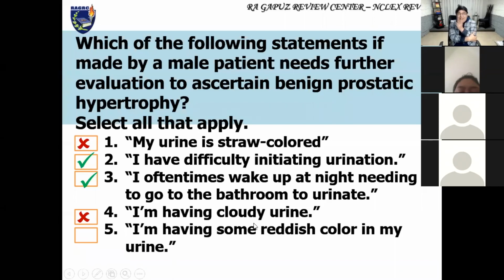I'm having some reddish color in my urine. Now, this is where a lot of nurses are having difficulty. I'd like to highlight these things, class. You have to know that hematuria is a sign of BPH. However, it is a late manifestation. So if the question is asking you which of the following are early signs of BPH, you don't include hematuria. But if the question is asking you which of the following needs further evaluation, in general, it's asking you the manifestations of BPH, then we will have to include hematuria, okay?